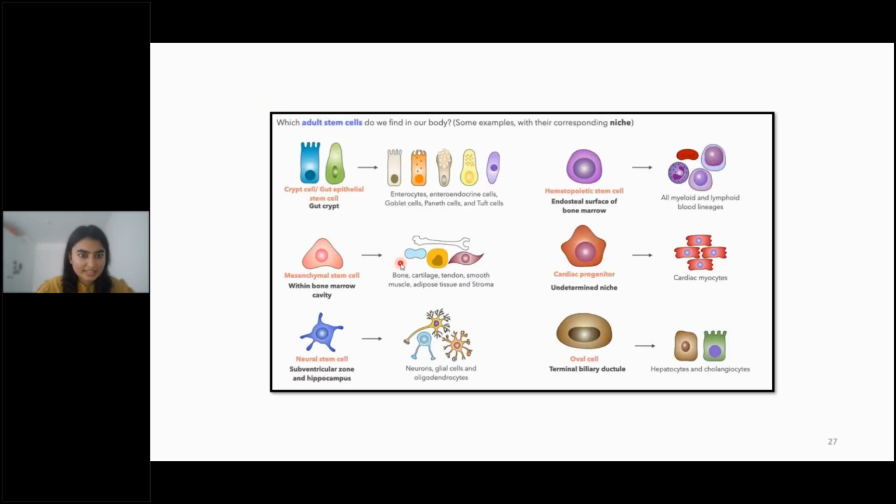Then which adult stem cell to be, this is just an example. Mesenchymal stem cells form the bone, cartilage, tendon. We have the oval cell which forms the hepatocytes, which are the liver cells basically. Then we have the cardiac progenitor which forms the cardiac myocytes, the heart cells. Then we have the hematopoietic stem cell which forms all the blood cell types, like macrophages, platelets, RBCs, lymphoid, everything.